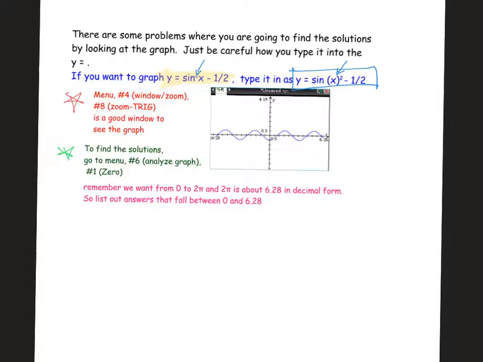What you need to remember is we want our solutions to be from 0 to 2 pi. But if you look at your graph, the x and y axes are not in terms of pi necessarily. So what you have to remember is that 2 pi is about 6.28. So if I'm told to go from 0 to 2 pi, that means I only want to find solutions from 0 to 6.28. So I would be looking for where it hits the x-axis in those spots right there. And again, you would do that menu 6-1 and it'll give you the solutions.